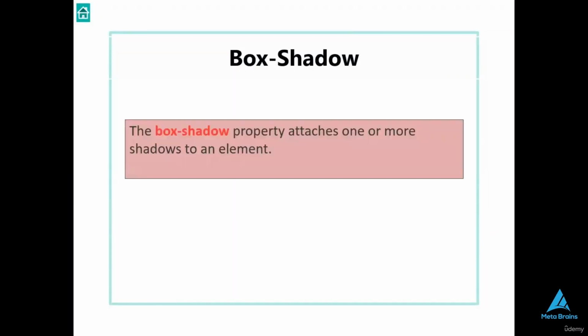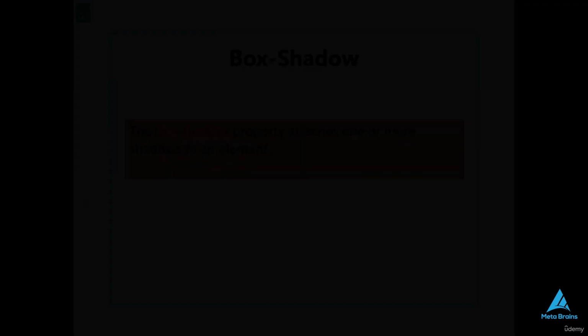Alright, so let's now talk about box shadow. This property creates a shadow around the element, which is similar to the border radius, but it has some different values. So let's have a practical look at it.